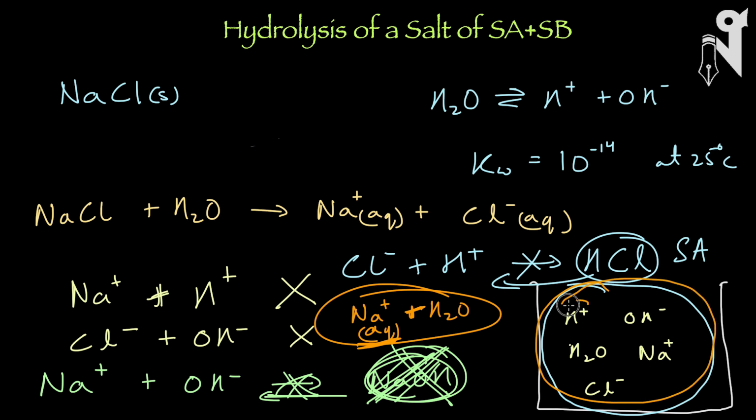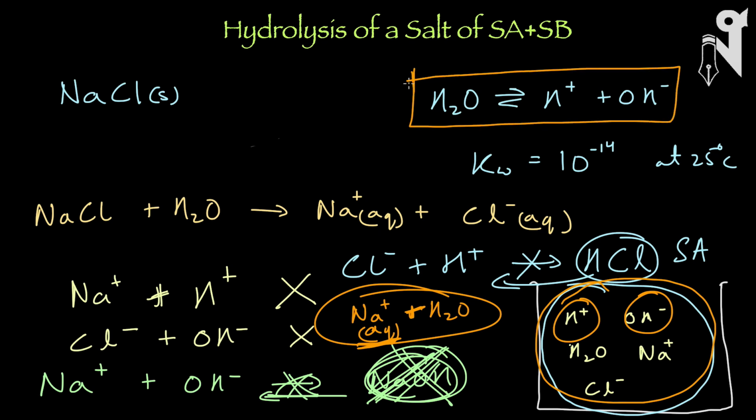So the amount of H plus and OH minus which was there in the solution from the equilibrium of water giving H plus and OH minus, nothing has happened to this. Nobody has reacted with H plus. Nobody has reacted with OH minus. Nobody has reduced or increased these quantities. So the pH of the solution remains what it was, which was 7.